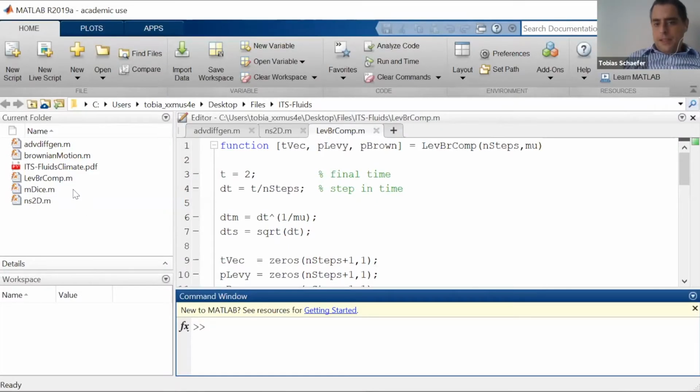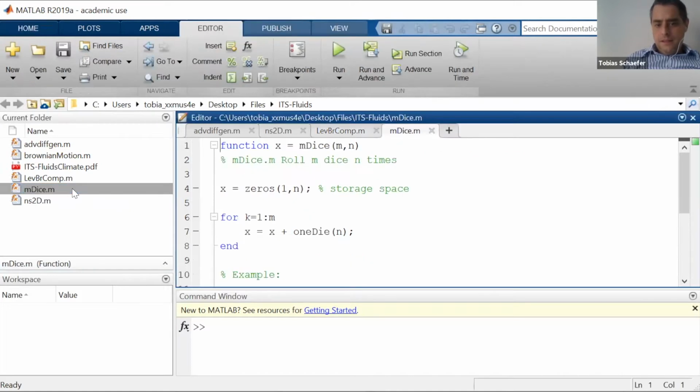Can you see the Matlab screen? Yeah, all right. So, and of course, I forgot to copy one program. Just give me 1 second.